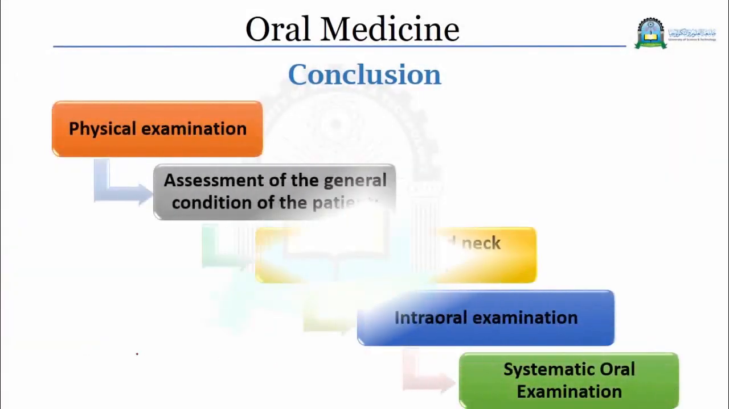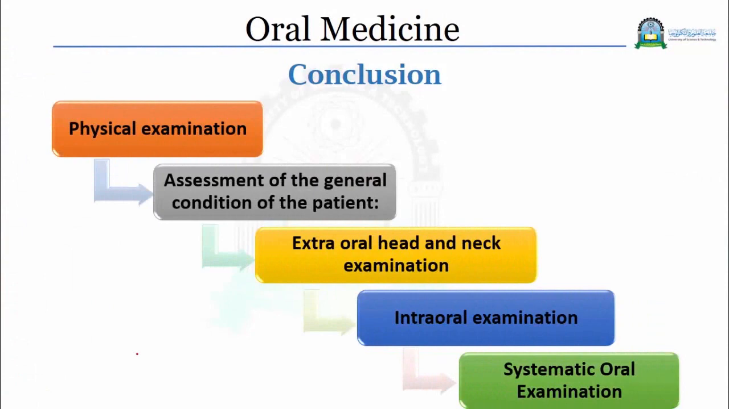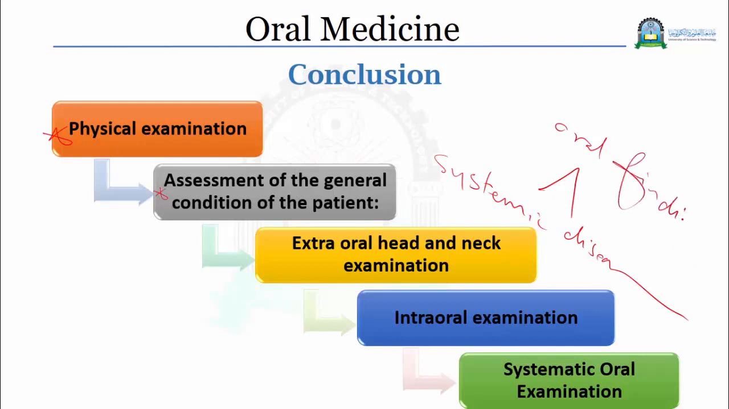In conclusion, in this lecture, which is the second lecture of our course, we talked about the physical examination of the patient and assessment of the patient's general condition to assess if there is any systemic disease. This systemic disease may be related to the oral finding as an oral manifestation. So these lesions should be treated by treating the systemic condition and removing the cause, and the oral lesion will be resolved.